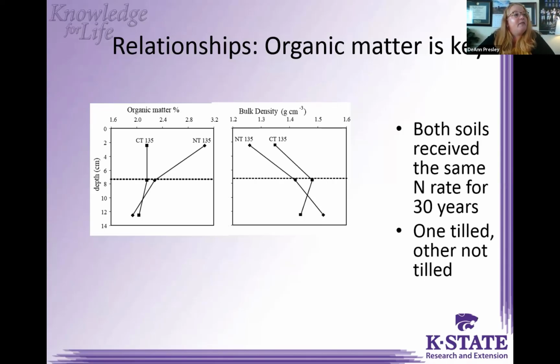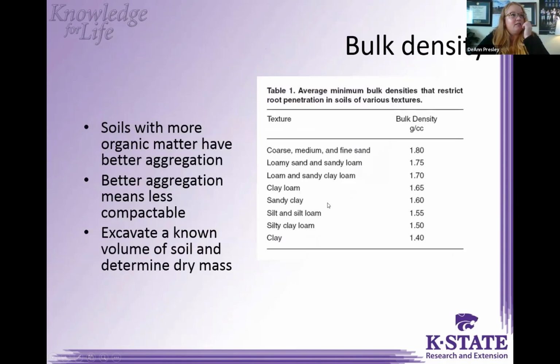So with the bulk density, this is the same exact thing, but the no-till was 1.25 versus conventional till 1.35. So that's a difference. And then below that, no difference. In fact, you can see this sort of start to switch here. Bulk density, this is sort of just a textbook table you can find, but soils with more organic matter are going to have better aggregation, so they're going to have lower bulk densities. And also you can see that it depends on your sand content.